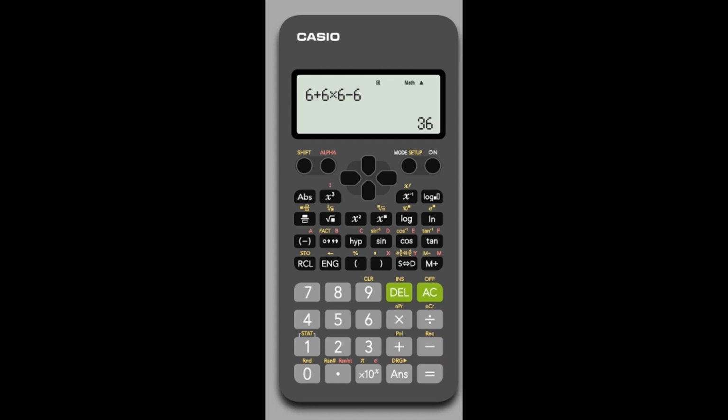And of course, it equals 36. Because this is a scientific calculator, which is capable of processing multiple operations. All right, we're going to solve a problem here with the scientific calculator.